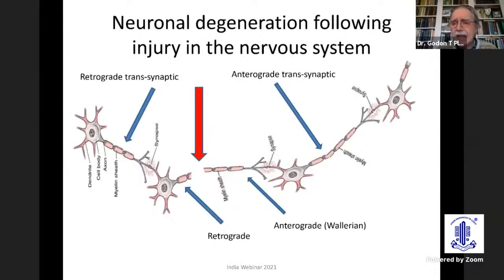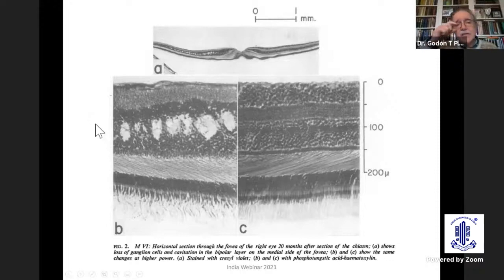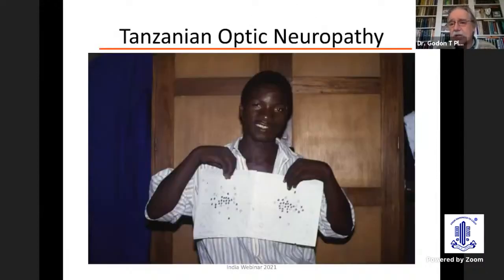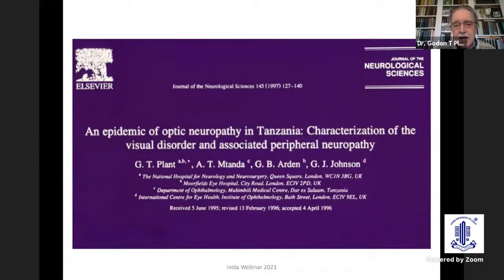So this interested me again because I had seen this. If you cut the chiasm, Van Buren showed, you get this massive cystic change in the inner nuclear layer. And this has also been reported in pathological studies of the eye in patients who in life had optic neuropathy. So what we did was look at these. I've been studying this epidemic, now endemic optic neuropathy in Tanzania since the 90s. And we managed to get an OCT machine out there.